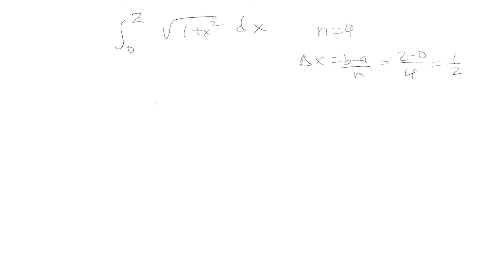For the definite integral from 0 to 2 of the square root of 1 plus x squared dx, find the left-hand sum and the right-hand sum using a subdivision of the interval from 0 to 2 into 4 equal subintervals. So here n is going to equal 4. Delta x is b minus a over n, which is 2 minus 0 over 4, and that's going to be 1/2.